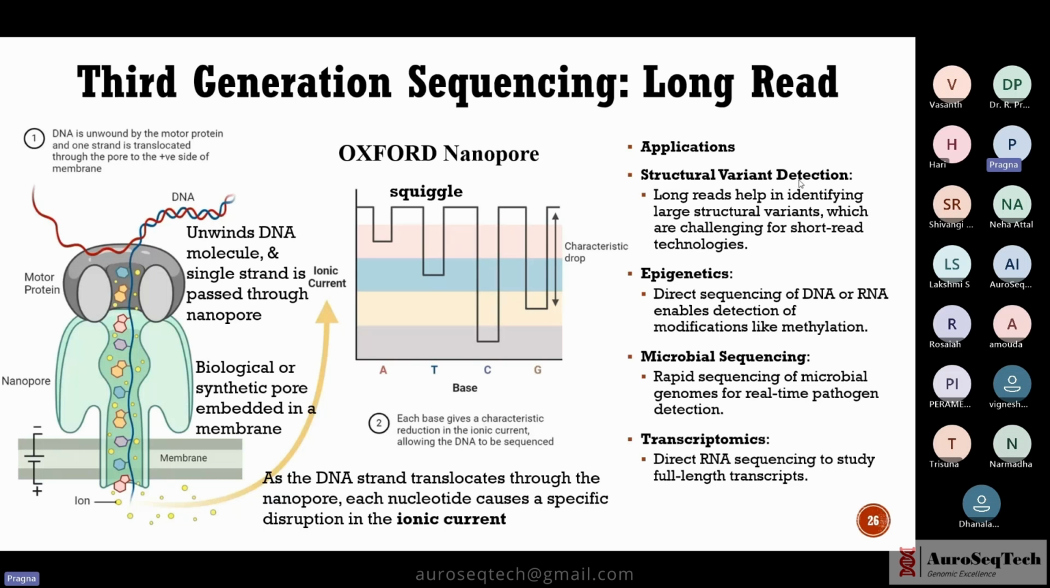I told you what a variant is, right? A variant means you have a reference genome, but the patient's DNA is not like the reference genome at a particular base. Then that particular base is called a variant. If it is a single nucleotide, we call it a single nucleotide variant.